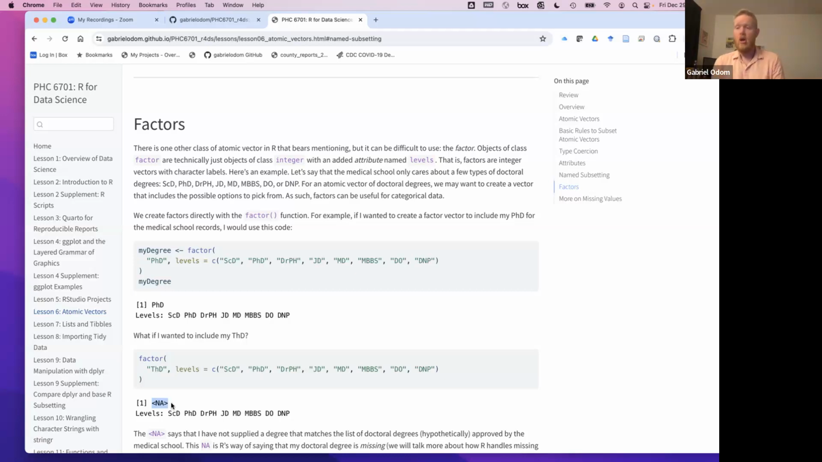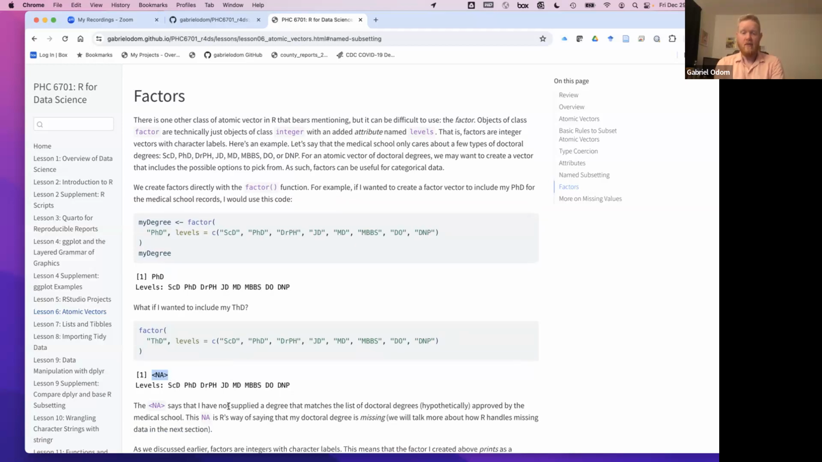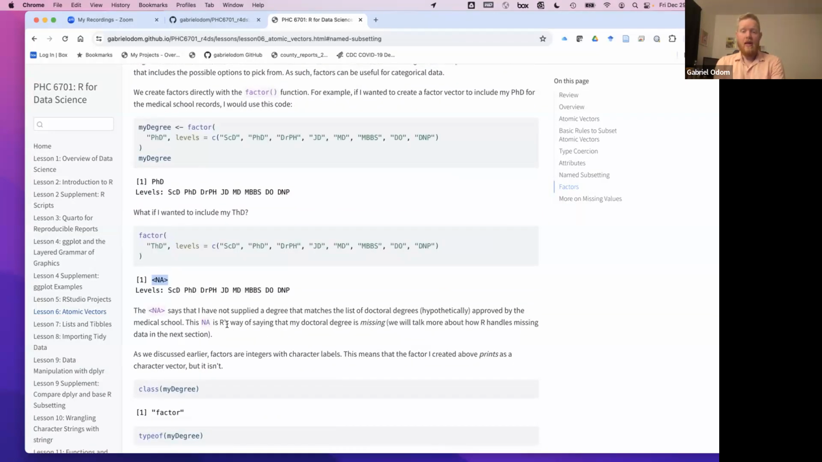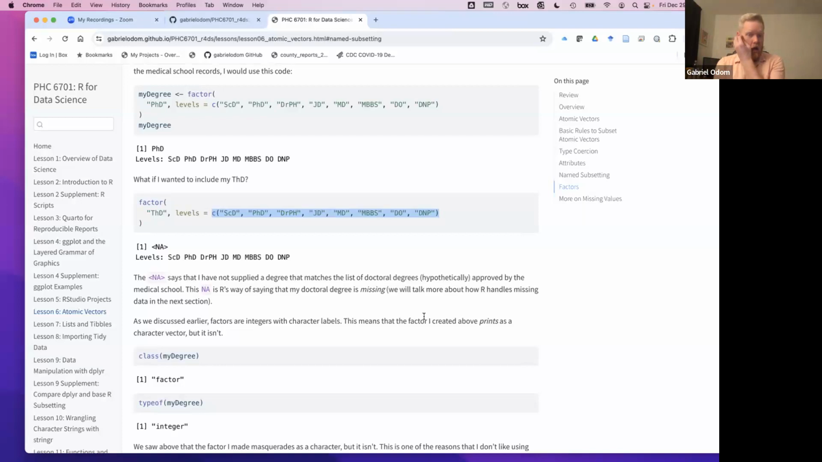R does not know what you're talking about. R does not know what that piece of information is. So NA is R's way of saying that my doctoral degree is missing. That is, you've supplied a degree, but it's not one of the options that I'm allowing you to pick. So I don't know what degree you're talking about. I don't know. All right.